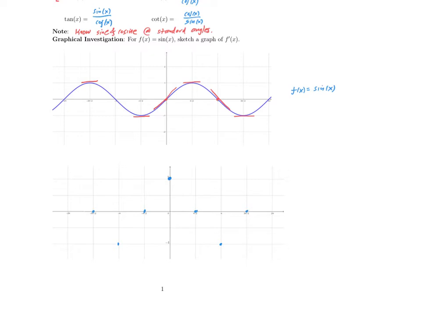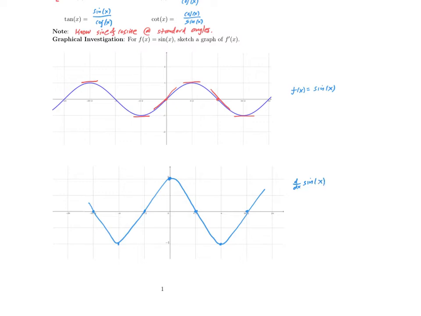And at this point, I think we probably have enough points. Let's just try to connect the dots in a nice continuous fashion and see what this looks like. So roughly speaking, it seems reasonable that it could look something like this. So this would be the graph of the derivative of sine of x.